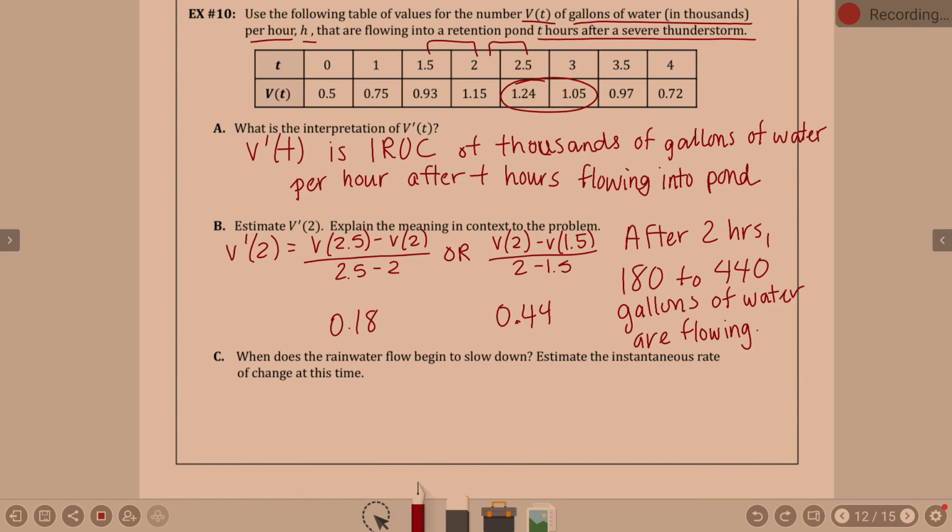And estimate the instantaneous rate of change. So in order to do that, I did V prime of 3 by doing V of 3 minus V of 2.5. Using those two pieces there because that's specifically when we started to slow down. Okay? That ends up being negative 3.8, which is approximately negative 380 gallons per hour.